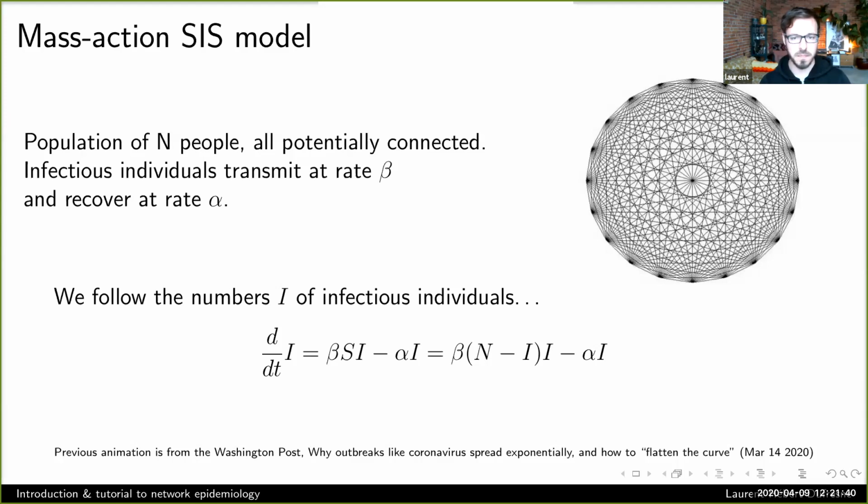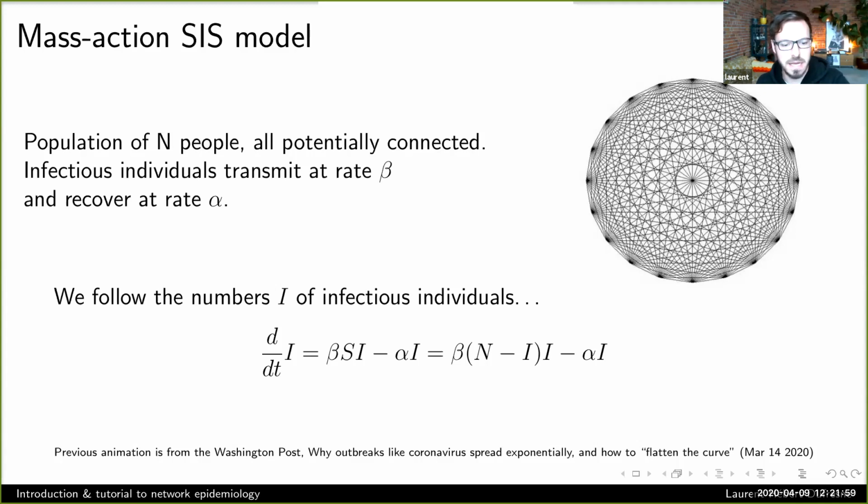So if you know your parameters and you know where you are, you can calculate this derivative, and it's telling you at what speed and where you're going. Basically, we're going to assume that this number of infectious individuals is going to go up with this term beta times S times I, and it's going to go down with this term alpha I.